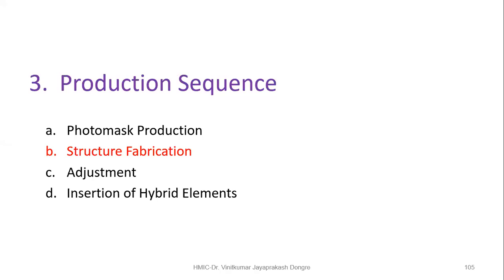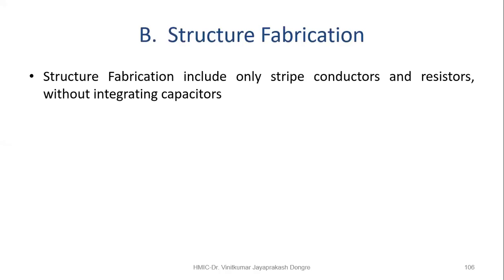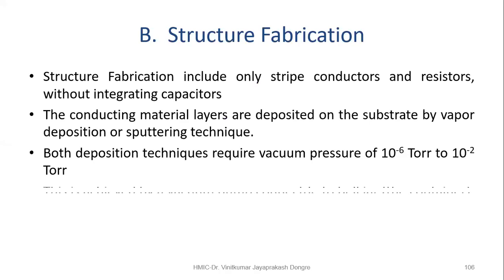Now the photomask, manual and automatic, we have discussed. Now we will go to the right hand side, the block diagram on the right hand side, that we will discuss. Now the structure fabrication. Now we will go for the fabrication, that is the substrate and the structure we are fabricating here.